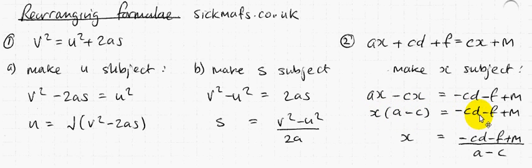Now basically I've got x times a minus c equals that. So move that times a minus c to the other side, and it becomes a divide by a minus c. So now I've got x as the subject.